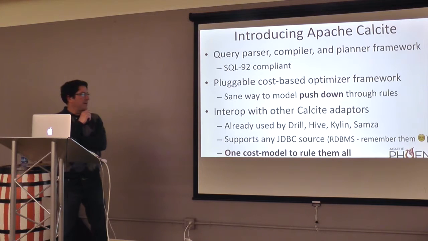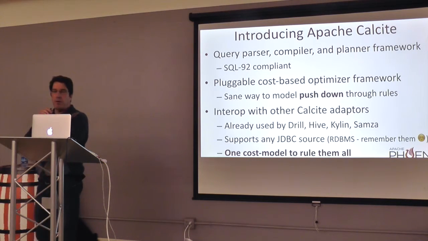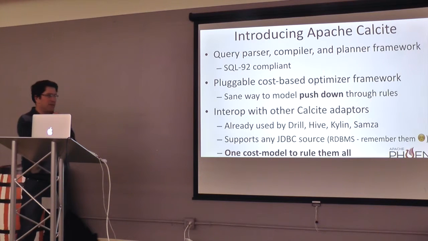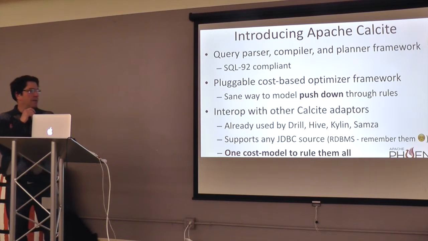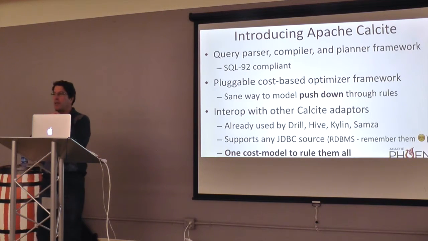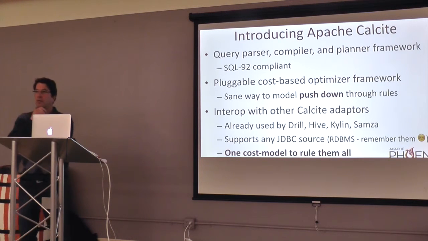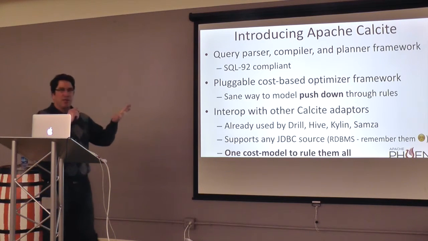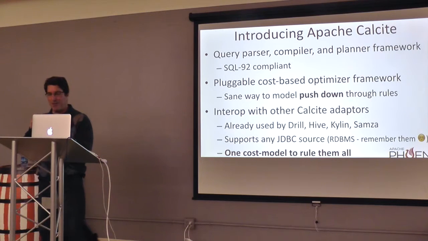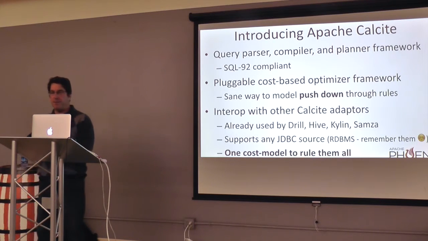One of the reasons I'm really excited about this is the interop that you'll be able to get. Don't get me wrong, you're not going to get interop between all these things magically for free, but it becomes feasible, because you've got the same underlying query planner doing cost-based optimization across all these products, and so interop becomes possible. As well as JDBC sources, so I don't want to forget about them, they're still around. So the idea is one cost model to rule them all.